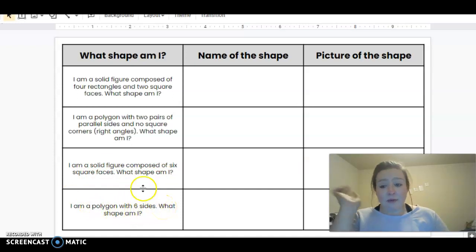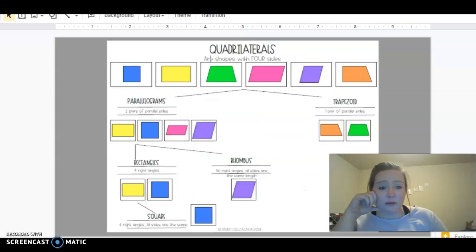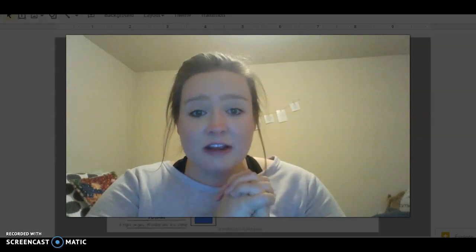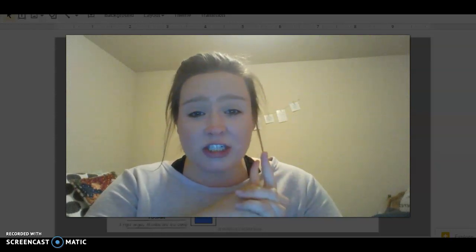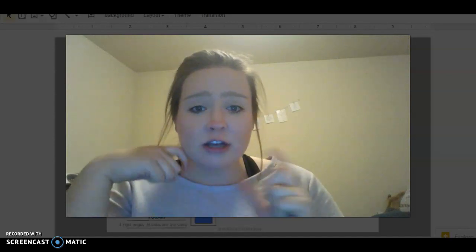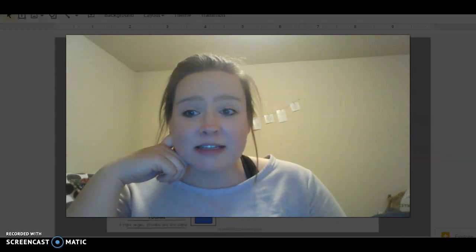What shape am I? Okay, I want you to remember, when I say a solid figure, I am talking about 3D shapes. Okay, so if the clue says solid figure, you need to be looking for 3D shapes. All right, so that is y'all's activity today. Remember, you need to answer the 2 questions that are the 2 task cards on the previous Google Slides, and this is a different assignment.